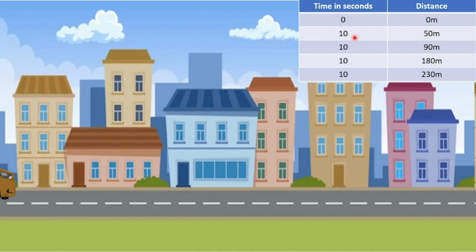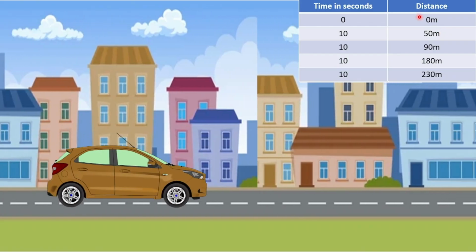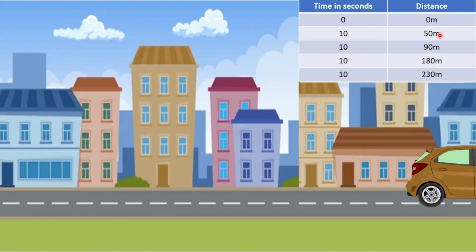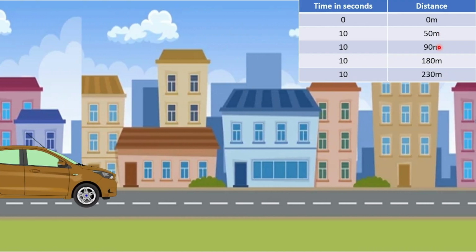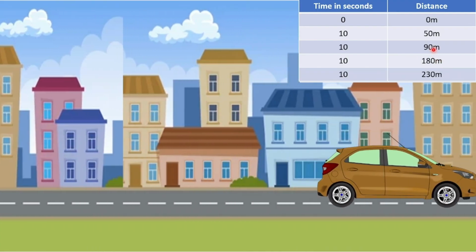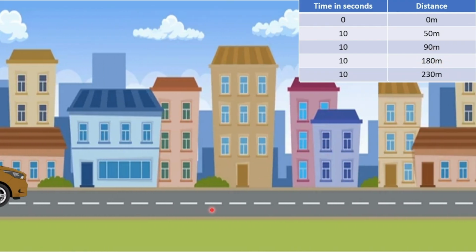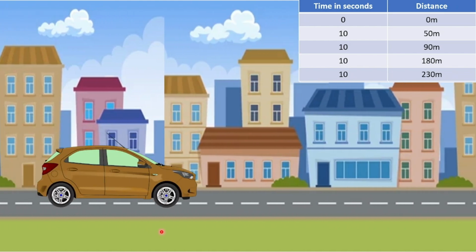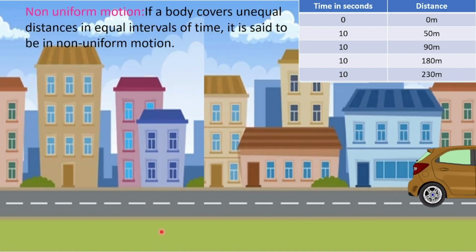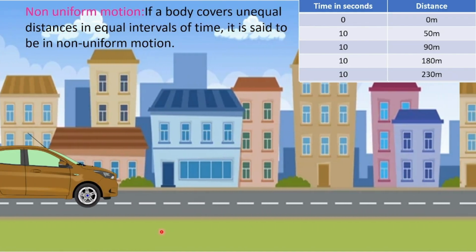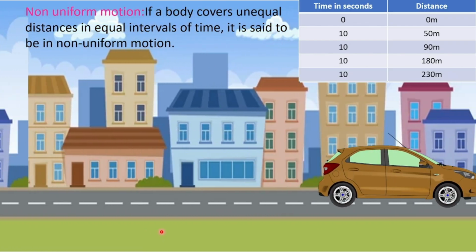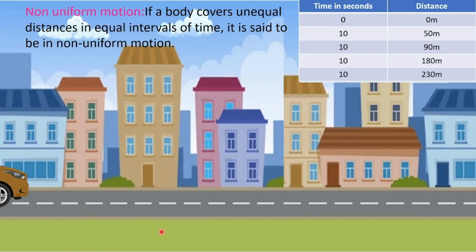In the first 10 seconds it traveled 50 meters. In the next 10 seconds it traveled only 40 meters. And in the next 10 seconds it traveled 90 meters. So the object is covering unequal distances in equal intervals of time. It is said to be non-uniform motion. So if a body covers unequal distances in equal intervals of time, it is said to be in non-uniform motion.